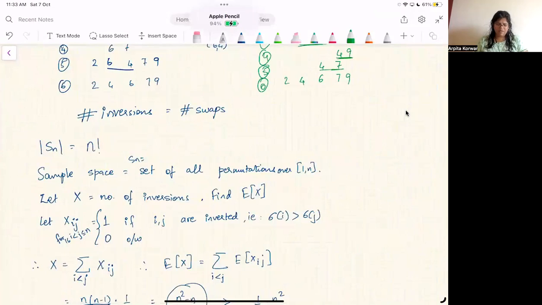I think this was a better analysis than what we did in the class. You can ignore that part and you can keep this.